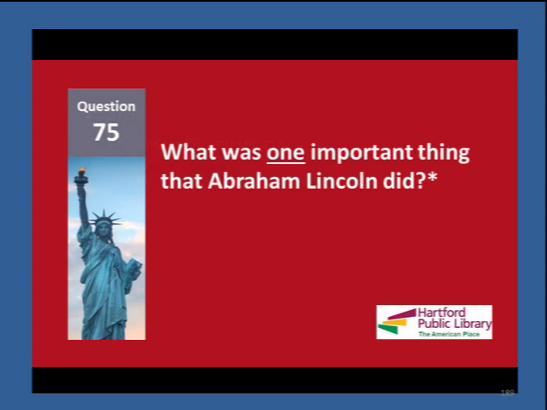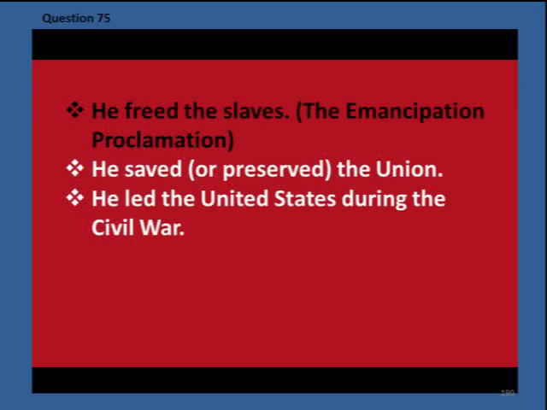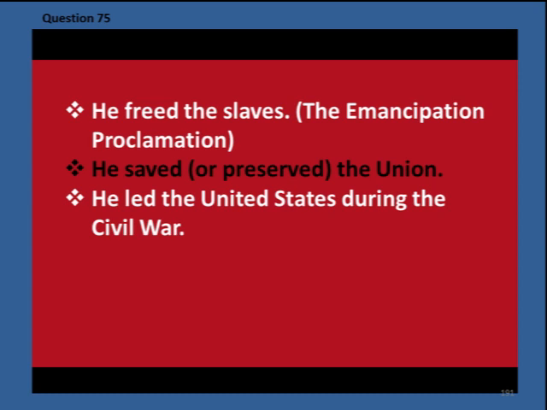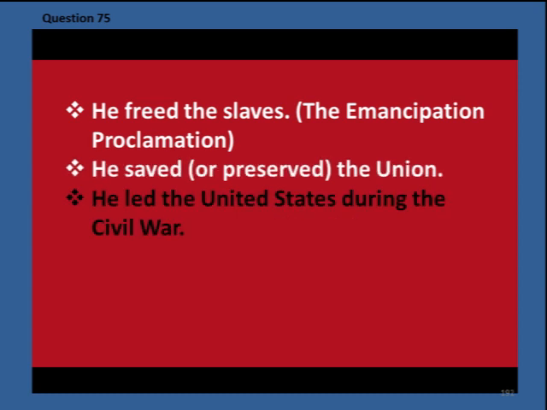Question 75. What was one important thing that Abraham Lincoln did? Freed the slaves. Abraham Lincoln freed the slaves. Abraham Lincoln did many important things as president. He freed the slaves, saved the Union, and led the United States during the Civil War.